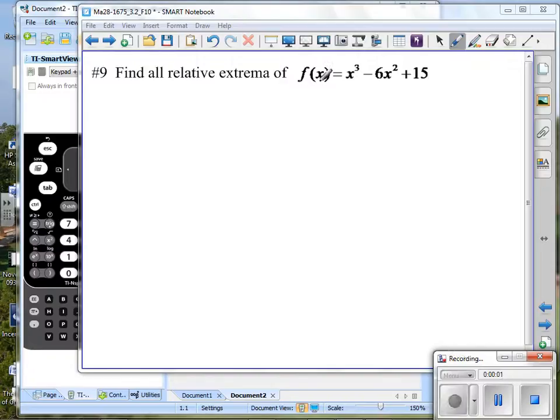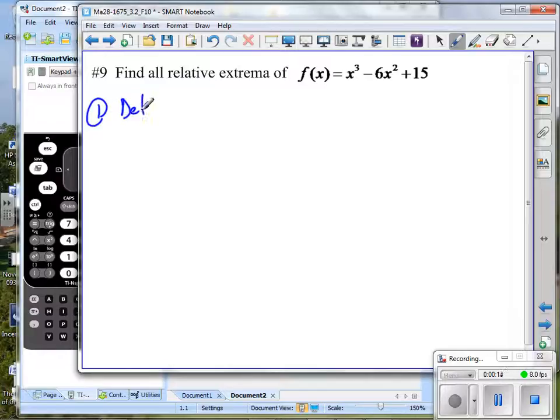Yeah, I'd have to know where the output values are decreasing in value and where they're increasing. That can be a real pain. So instead, let's determine the derivative. Because now we know that if the derivative is positive on one side and negative on the other side, then we've got a possible extrema.